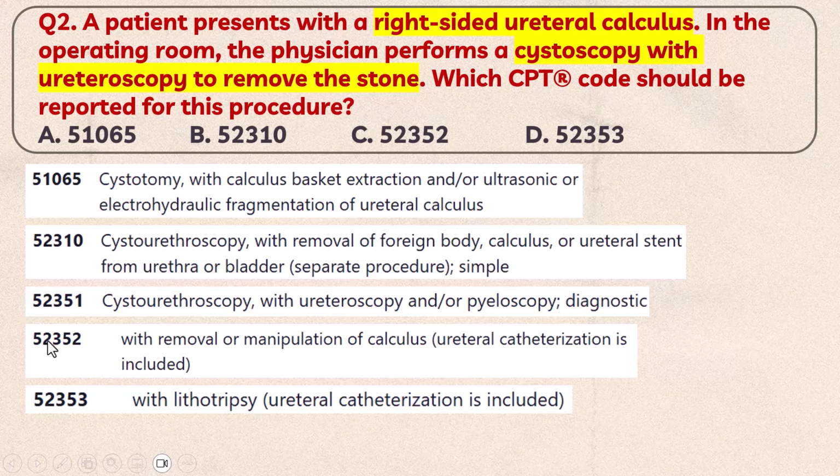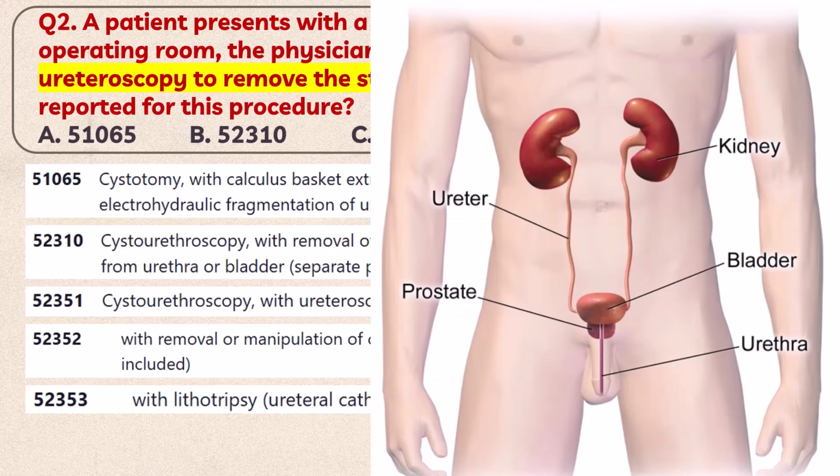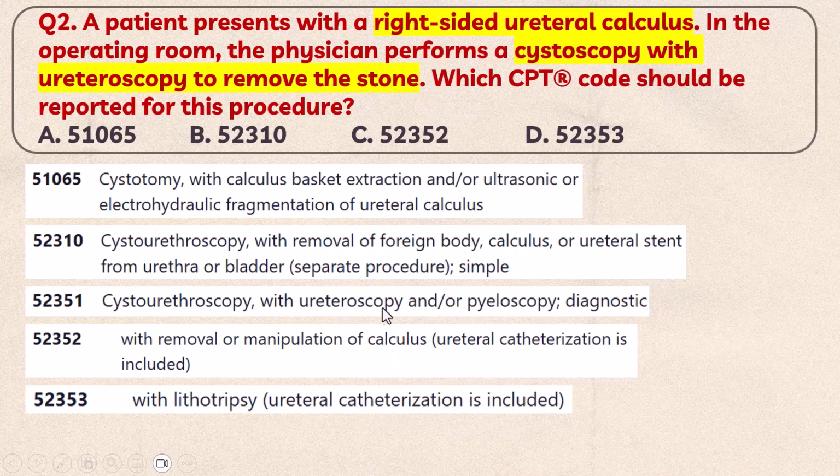So this is not the case. When you look at the other answer, 52352 is cystoureteroscopy with ureteroscopy. So you have to be careful with the terms. Ureter is different, urethra is different. This is the cystourethroscopy, that is the urine outlet with the bladder. This is the ureter coming from the kidney to the bladder. So cystoureteroscopy with ureteroscopy with removal or manipulation of calculus. So calculus removal is mentioned here.